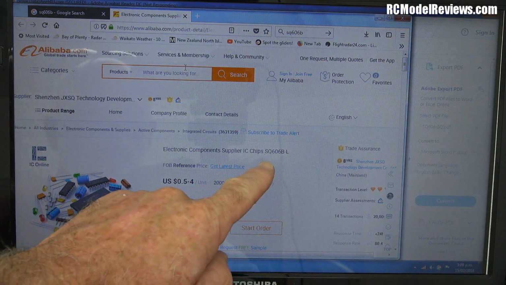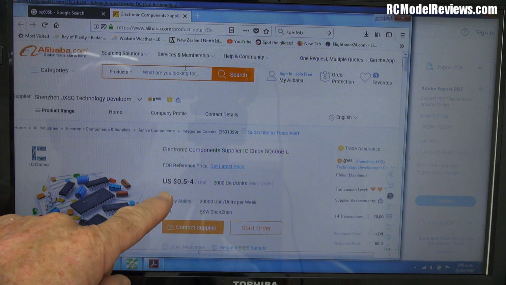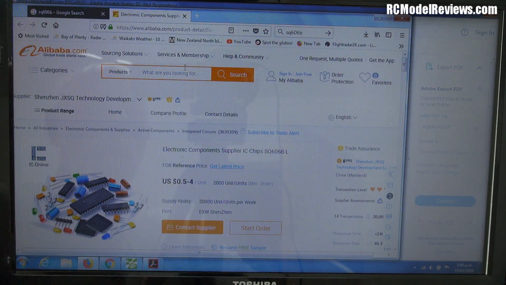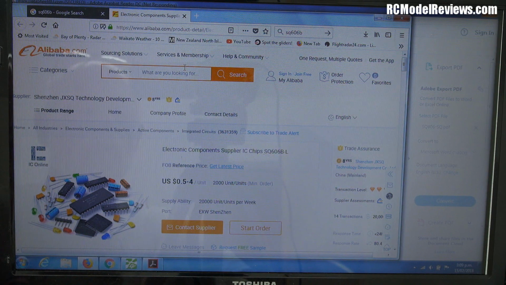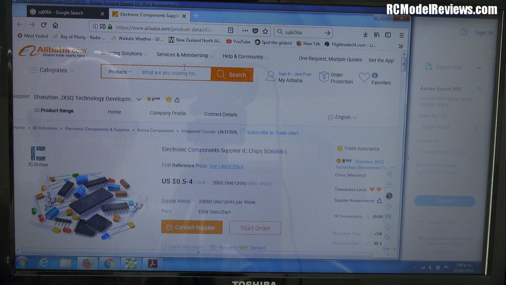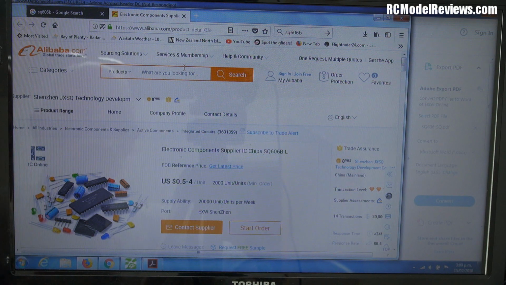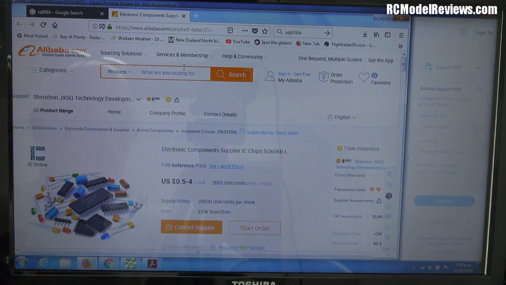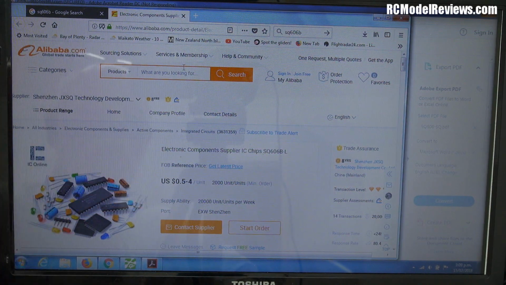Here we are, the SQ606B-L, and it says unit price from 50 cents to, I assume that's $4 per unit, minimum of 2,000 units. That's not a problem, because at 50 cents that's like $1,000, and that's an awful lot of these chips. So you need two per system, one at the receiver, one at the transmitter. So that becomes 1,000 digital FPV systems. That's more than I want to make, but it gives us an idea of price wise. I may search for lower quantity providers, but we're looking at half a US dollar.